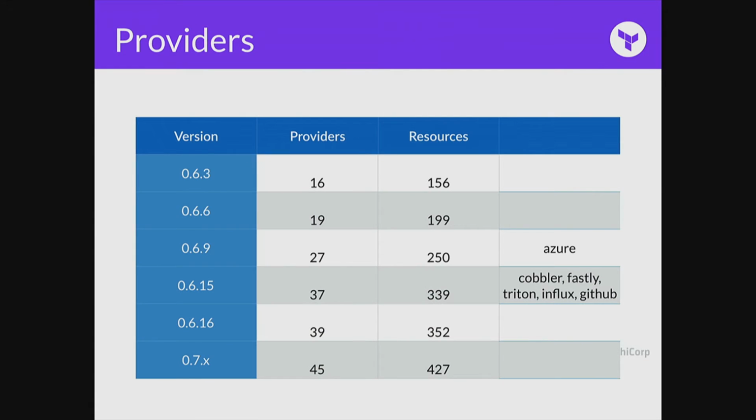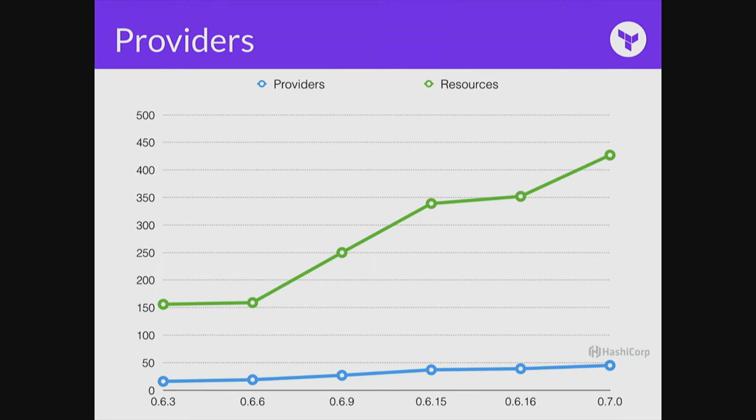0.6.3 came out in August 2015, so about this time last year. We had 16 providers. And you can see how things have progressed. I don't have those versions at any significant dates, but we started to grow and grow and grow. We had a big jump when we added Azure. Even more of a jump when we added a couple more in 6.15. And so now in the master branch, we've got 45 providers and 427 resources. So we've grown quite a bit.